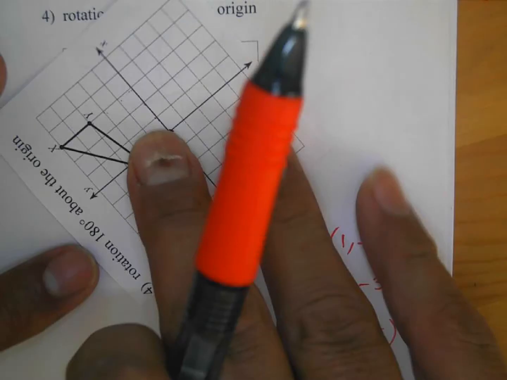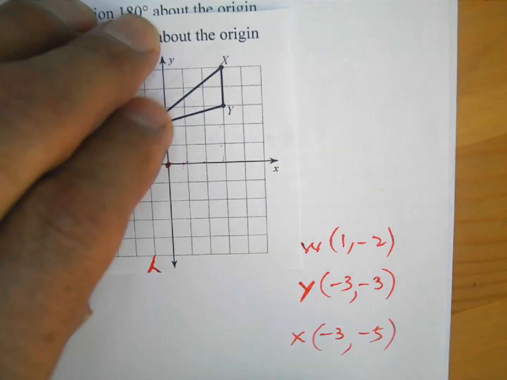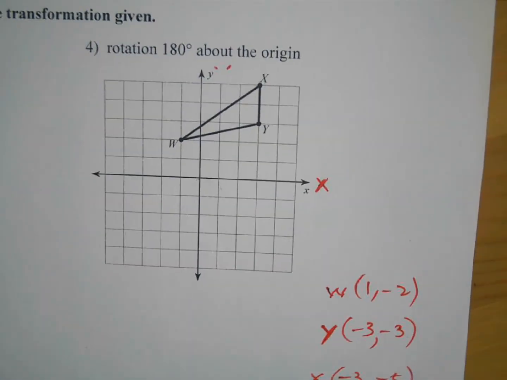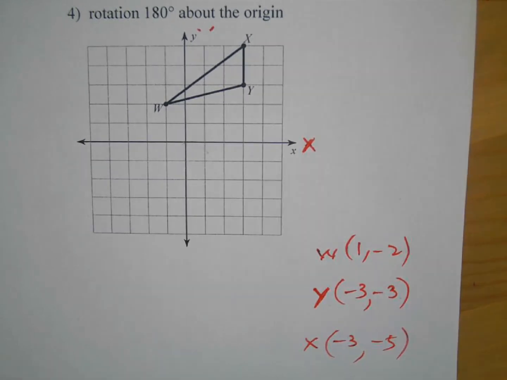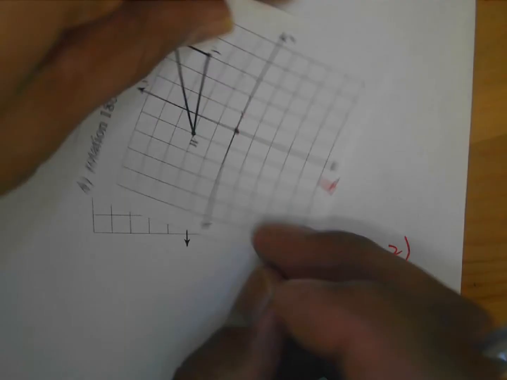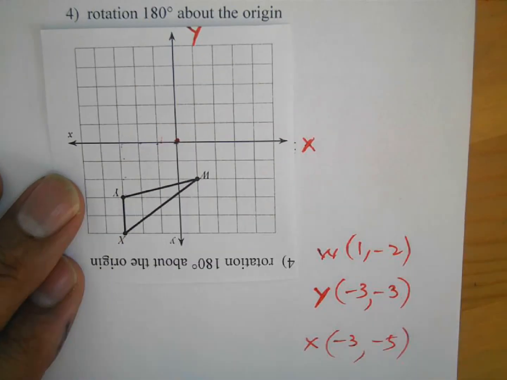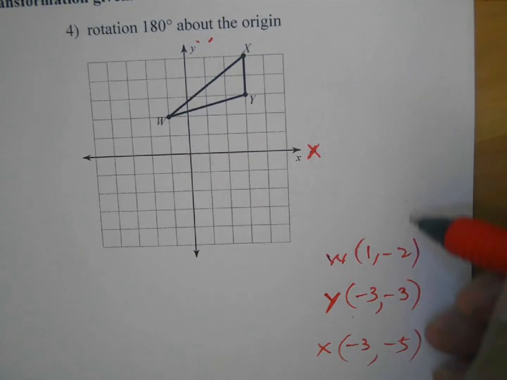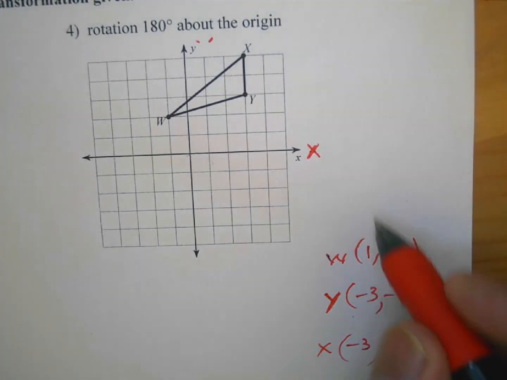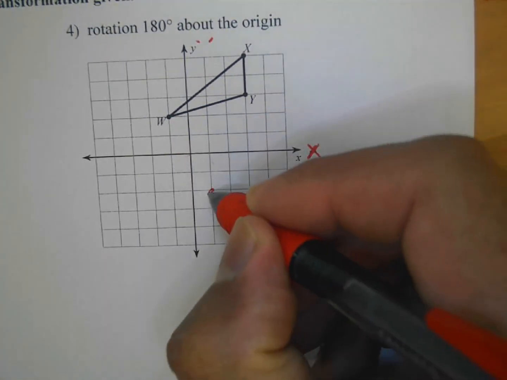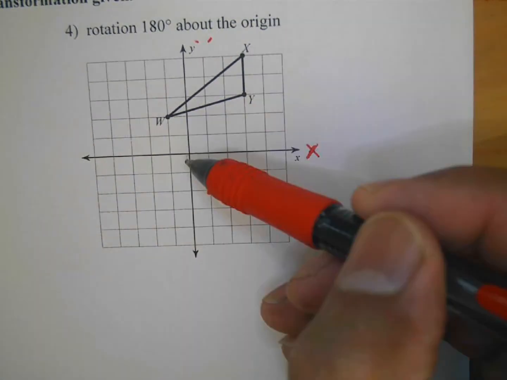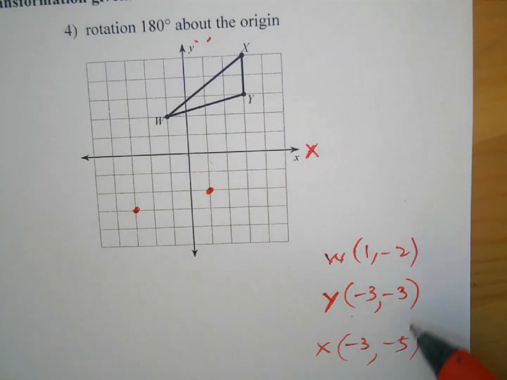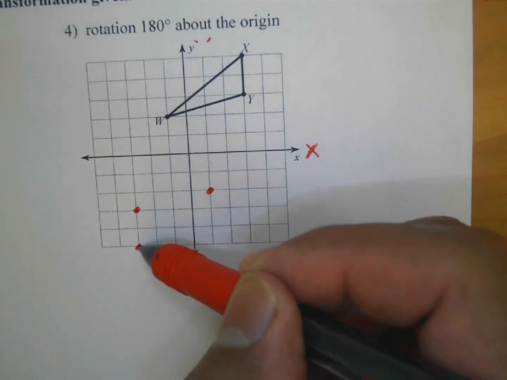So we put it back to 180. We go back to our original, that's the original given shape. But see, I was able to use this, rotate it, and find the coordinates. Now I can just go over here and plot them, right? 1, negative, oh, 1 is this way. 1 positive, negative 2 down, boom. Negative 3, negative 3, and negative 3, negative 5.